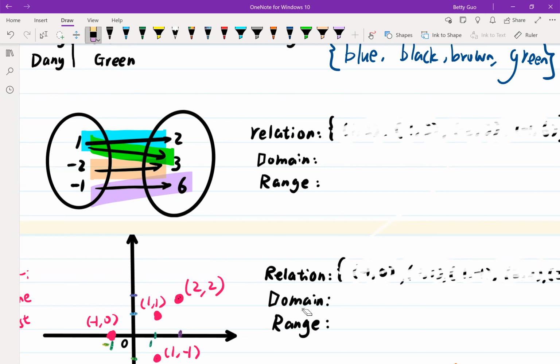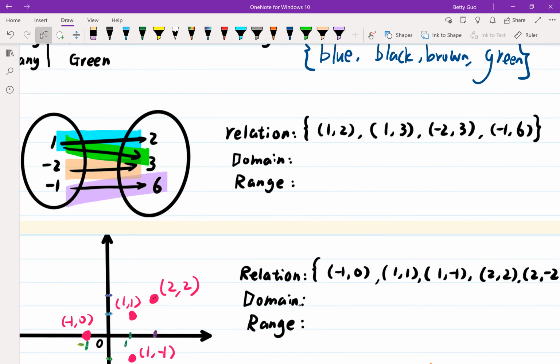Okay, guys. Do you see the correspondences in the diagram make a relation? The relation is a set containing 4 ordered pairs. 1, 2, that's the blue. 1, 3, that's the green. -2, 3, that's the orange. -1, 6 is the purple, right? You see that? You tell me, what's the domain and range this time?